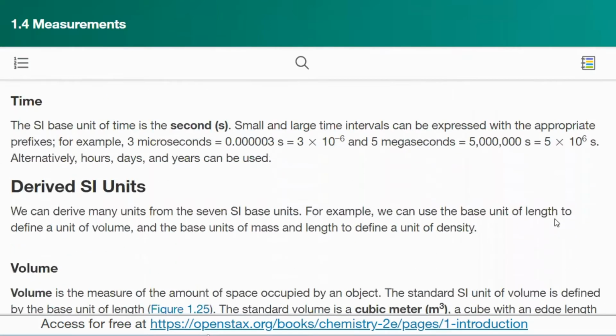Time. The SI base unit of time is the second. Small and large time intervals can be expressed with the appropriate prefixes. For example, 3 microseconds equals 0.000003 seconds equals 3 times 10 to the minus 6, and 5 megaseconds equals 5 million seconds, or 5 times 10 to the 6 seconds. Alternatively, hours, days, and years can be used.